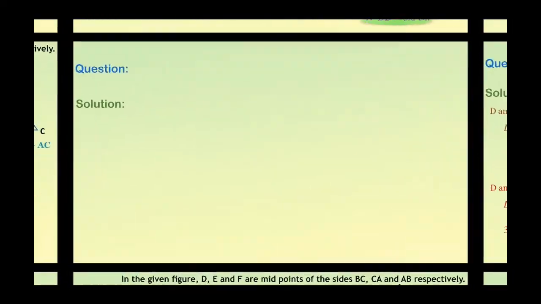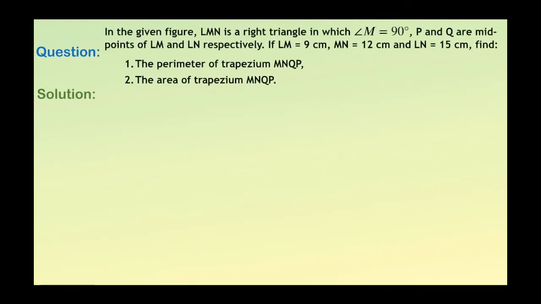Let us take one more question based on the midpoint theorem. It says that in the given figure, LMN is a right angle triangle in which angle M is 90 degrees. P and Q are midpoints of sides LM and LN respectively. If LM equals 9 centimeter, MN equals 12 centimeter and LN equals 15 centimeter, then find first the perimeter of trapezium MNQP and second the area of trapezium MNQP.